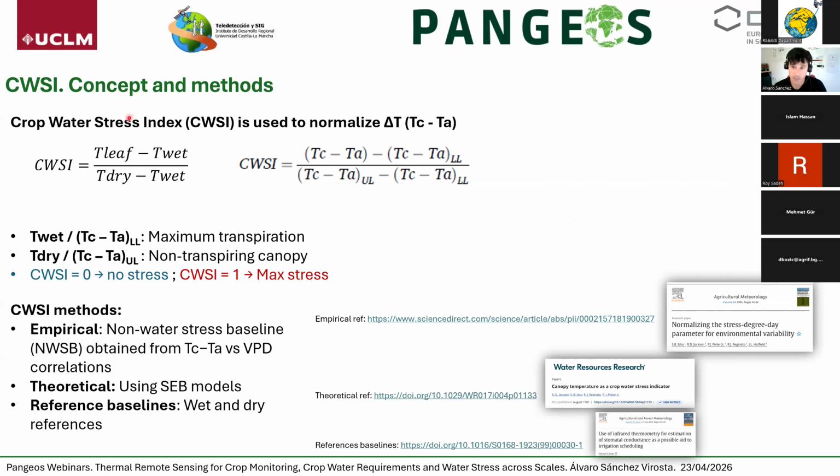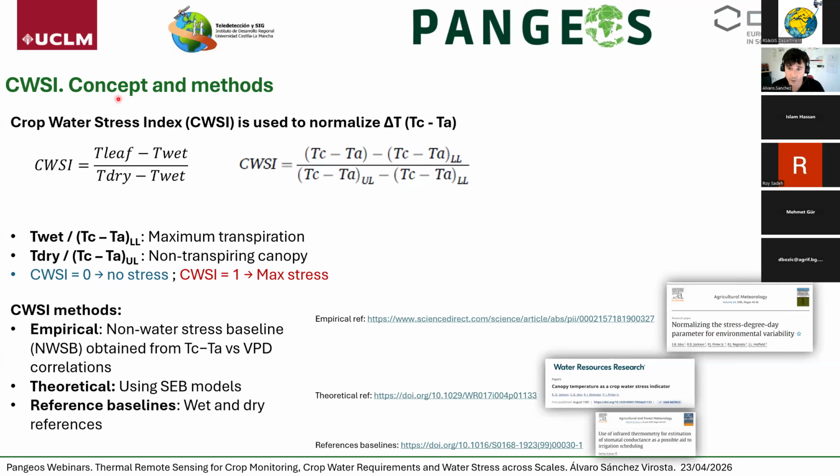So the first one, sorry, is the one that uses artificial or natural references. This T-wet means the temperature under wet conditions, or the T-dry, the temperature under non-transpiring canopy. So this would represent the T-wet, or the lower limit based on the empirical method, would represent a maximum transpiring canopy, and the T-dry, or the upper limit, would represent the non-transpiring canopy.